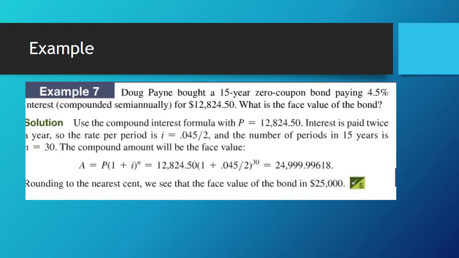And the number of periods in 15 years will be 30, because it's every 6 months. So for I, we're going to do 0.045 divided by 2, and for n, we're going to use 30. Our principal, what he paid for it, is $12,824.50. Put all of those numbers into our formula, and we get $24,999.99618. Rounding up to the nearest cent, which we do when we're dealing with money, we find that the face value of the bond is $25,000.